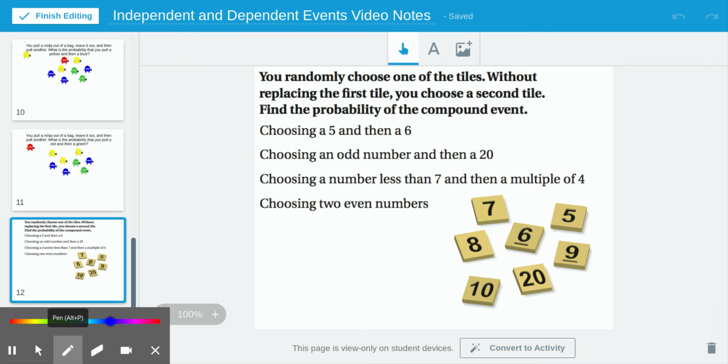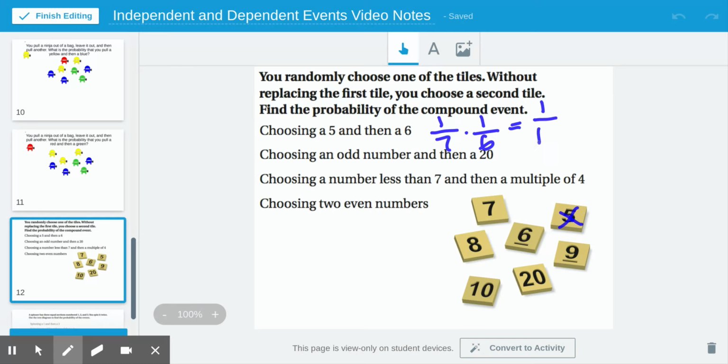So the probability of choosing a 5 and then a 6. So there are 1, 2, 3, 4, 5, 6, 7 tiles. And so the probability of choosing a 5 would be 1 out of 7. And then because I took out the 5, now I'm going to find the probability of getting a 6, which would be 1 tile out of 6 options. So we'll multiply those and get a probability of 1 out of 42. All right, go ahead and try this next one.